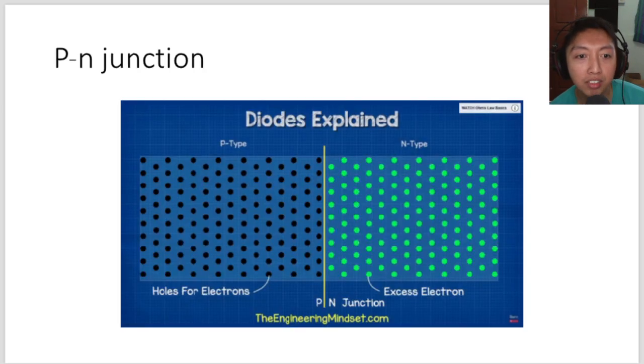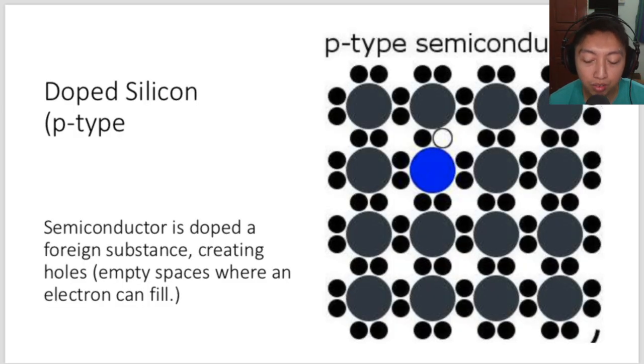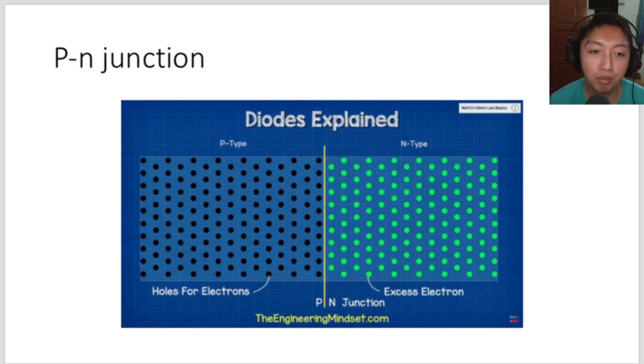And so by combining these two things, we can create what is known as a p-n junction, right? So this is how a diode is created. If you look at this picture now, you have the N-type on the right side. The green ones represent electrons, and the P-type, the black circles, represent holes.